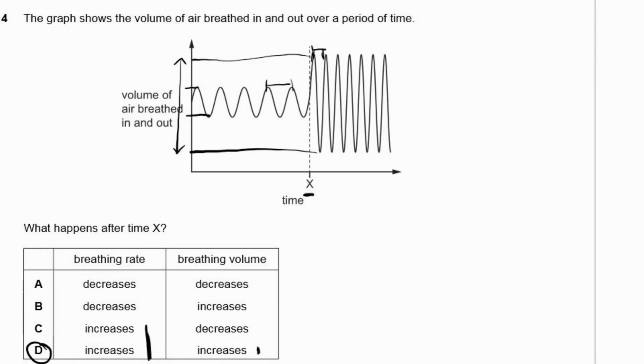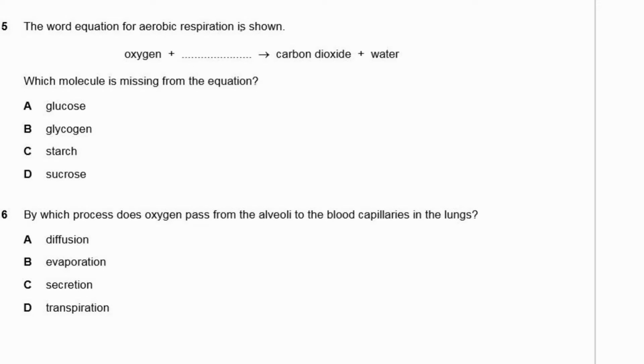Fantastic. Question 5. The word equation for aerobic respiration is shown. Aerobic means it needs oxygen, so that's given to you. It's oxygen plus some mystery substance produces carbon dioxide plus water. What do we need? We need glucose. Glucose is the answer.